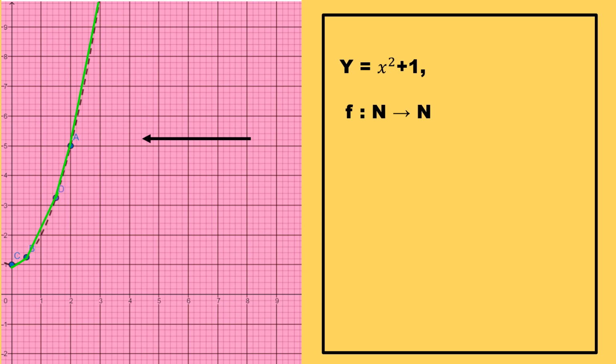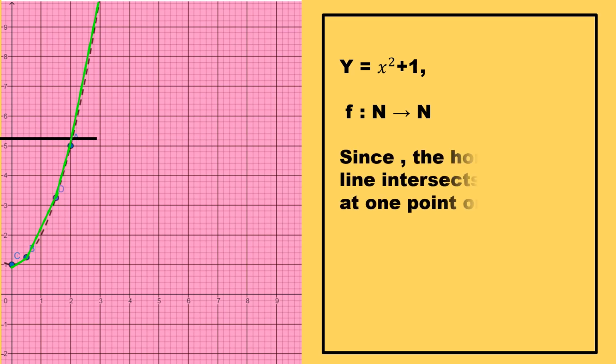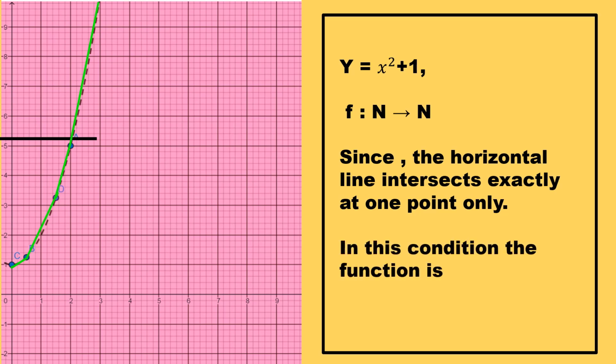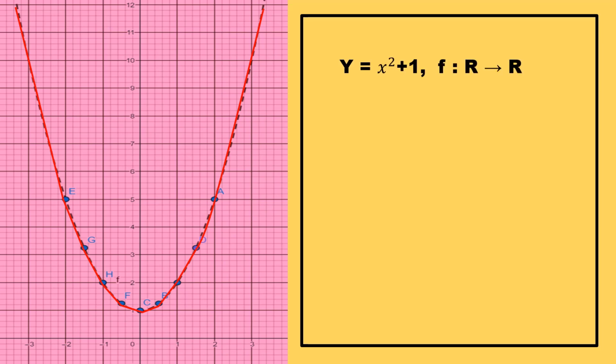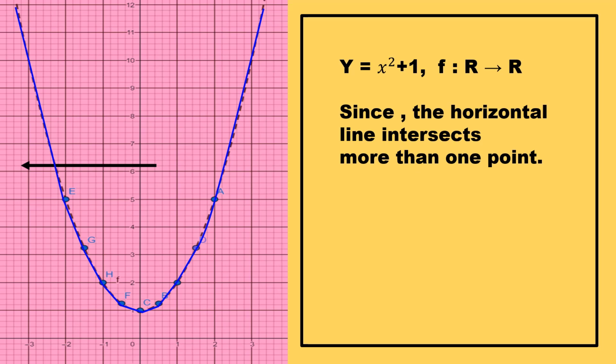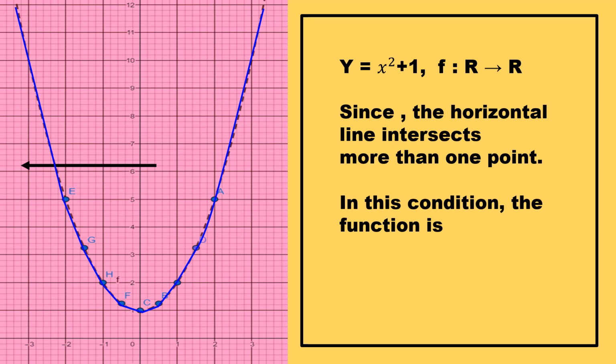Let's check whether it is one-one or not using the horizontal line test. Since the horizontal line intersects exactly at one point only, in this condition this function is one-one. Let's consider y is equal to x square plus 1, f from R to R. In this condition, is the function one-one or many-one? Let's check using the horizontal line test. Since the horizontal line intersects at more than one point, in this condition the function is a many-one function.